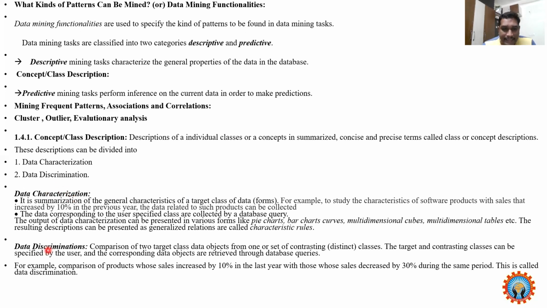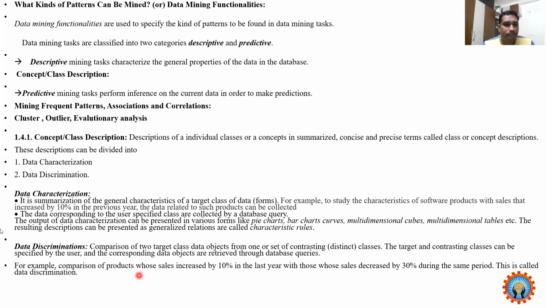If you say data discrimination, it means the same concept, but you compare the last academic year and the previous academic year with increasing and decreasing. For example, comparing the particular concept, particular class with a target class with two properties called profit property and loss property. Okay, right.